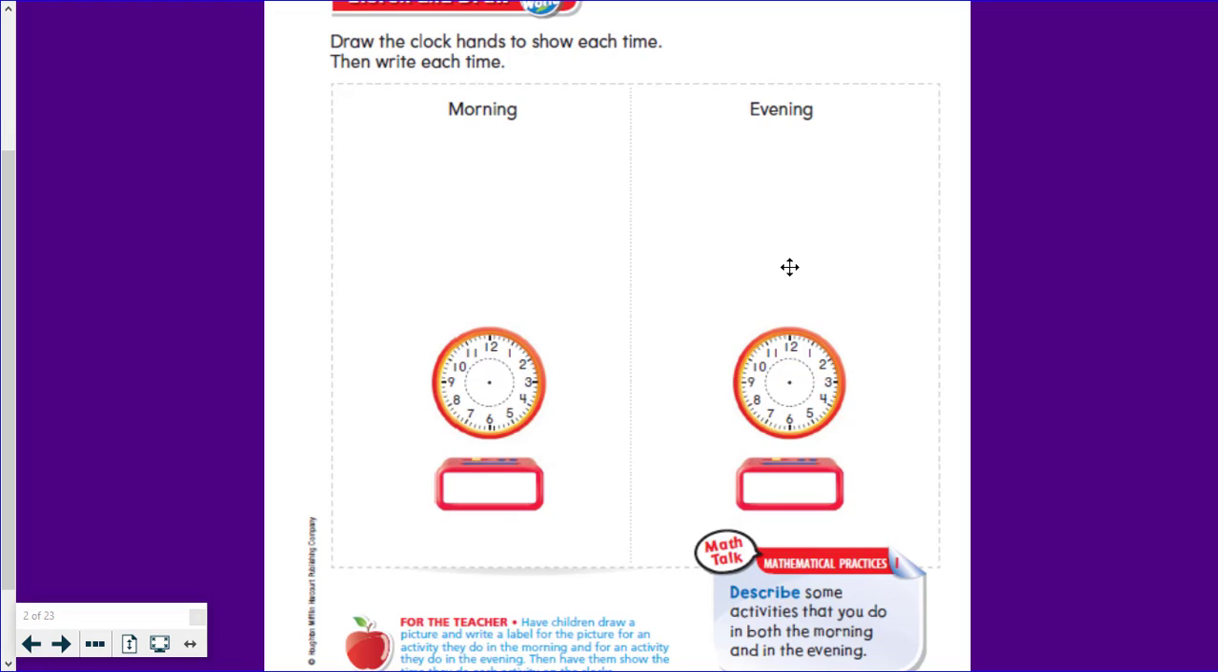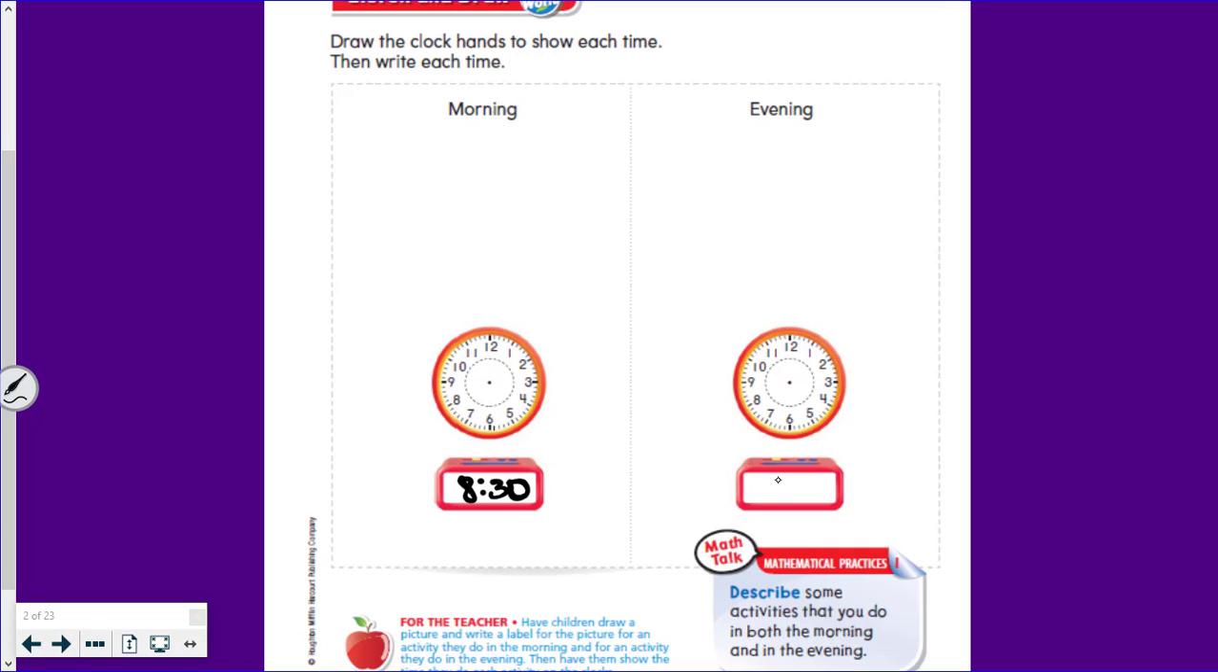on the clocks, okay? So the first activity that we do in the morning happens at 8:30. And at 8:30 in the morning, we come to school. So you're going to draw me a quick picture here in the blank of what it might look like when you're getting ready for school or coming to school, and then draw the hands on the clock to show that.